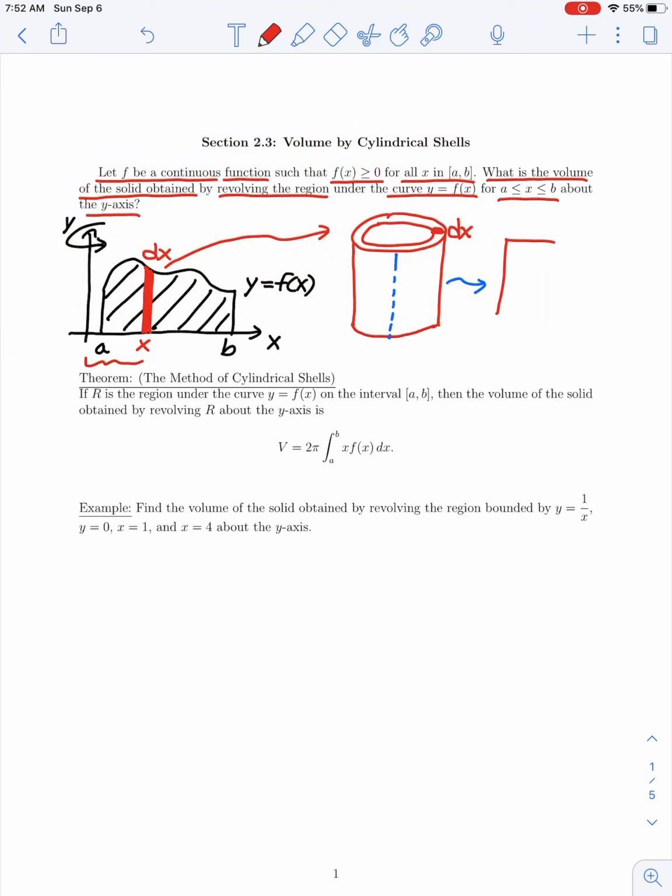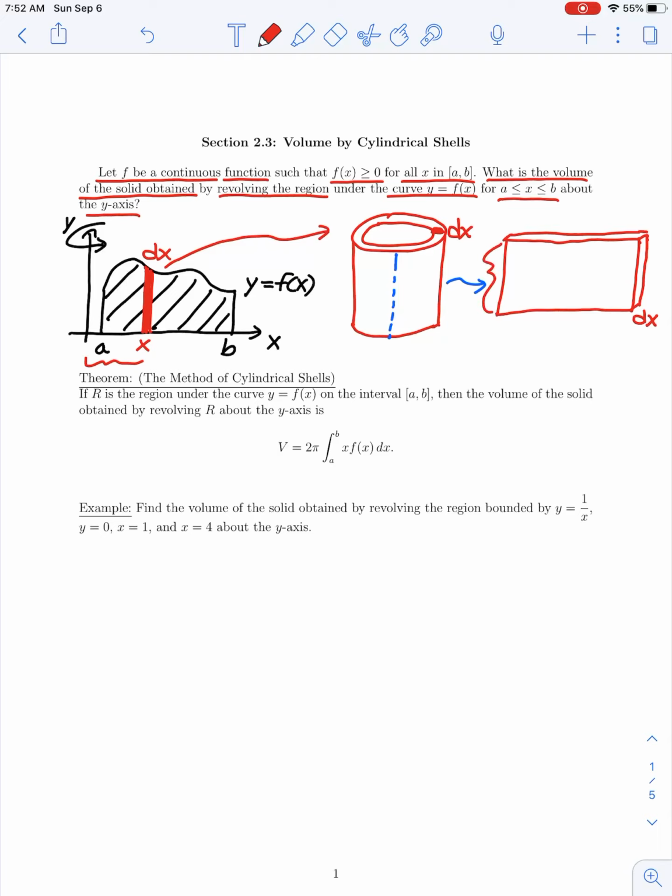a little rectangular prism of a thin thickness, let's call it dx. It's like the thickness of the wall of this shell. And we need to find the volume of this little rectangular prism. Well, we know its thickness is dx. Let's see if we can find its height.